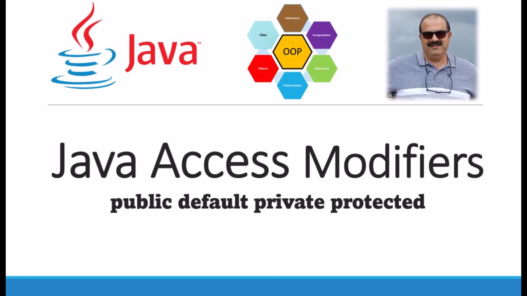Okay. Access modifiers: public, default, private. What is this? You decide if something is visible only inside the class, or inside the package, or outside the package, by using public, private, protected.